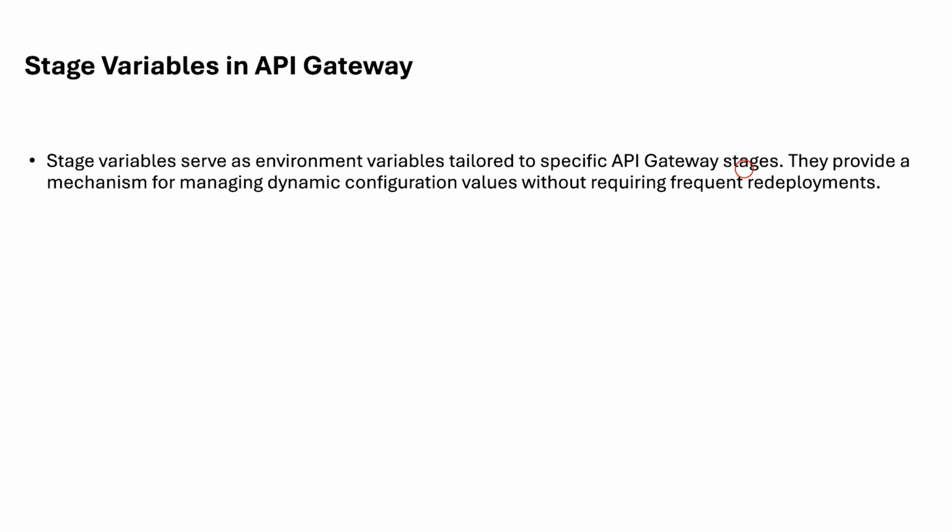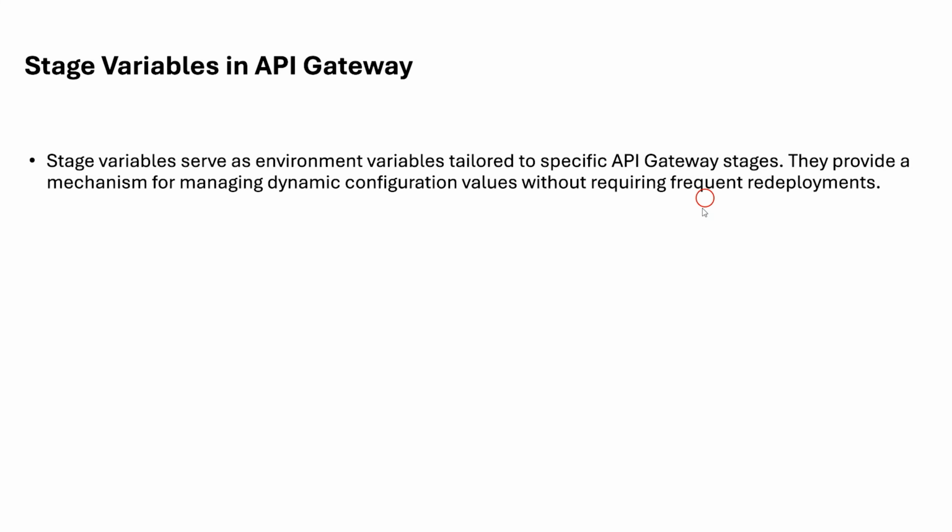If you take Lambda, you have environment variables. Why do we use environment variables there? For any often-changing configuration, without affecting the deployment process, we use environment variables. The same purpose applies here. The stage variables are also used as environment variables, which means they are used for configuration only. They provide a mechanism for managing dynamic configuration values without requiring frequent redeployments.